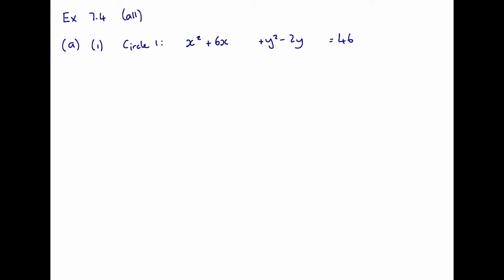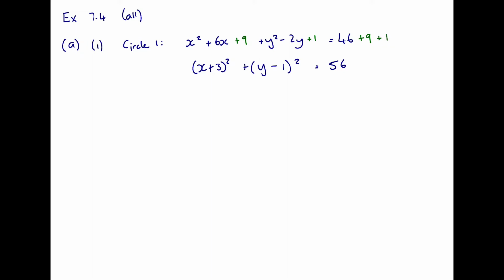Now we're inserting that third term for both of those expressions. For the x expression, half of the coefficient of x is 3, and 3 squared is 9, so we're adding 9 here and 9 on the right-hand side. For the y expression, half of 2 is 1, and 1 squared is 1, so we're adding 1 onto both sides. We can now factorize on the left-hand side, so we get (x plus 3) all squared plus (y minus 1) all squared, equal to 56 on the right-hand side.